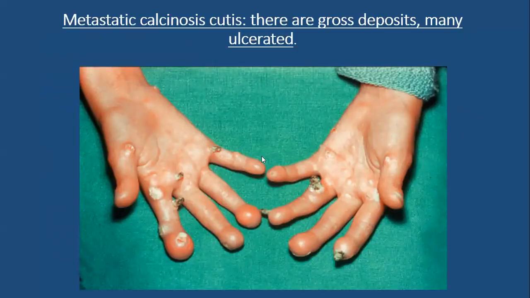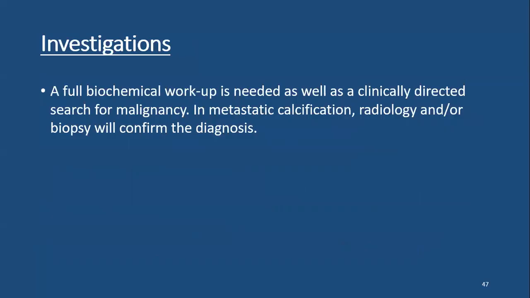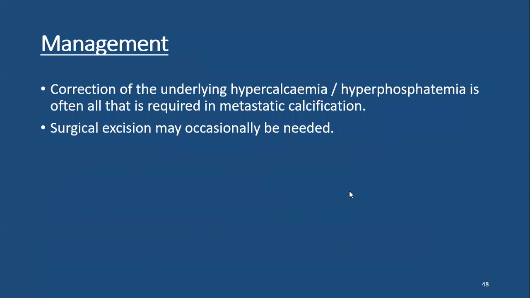These are gross deposits of calcium in metastatic calcinosis. Full biochemical workup is required so as to detect any underlying malignancy. Radiology and biopsy may also be done to confirm the diagnosis. First and foremost is correction of hypercalcemia and hyperphosphatemia. Then surgical correction or removal of the calcium deposits may be required.